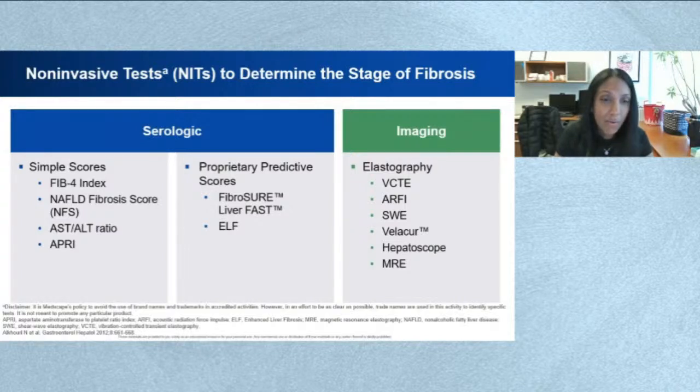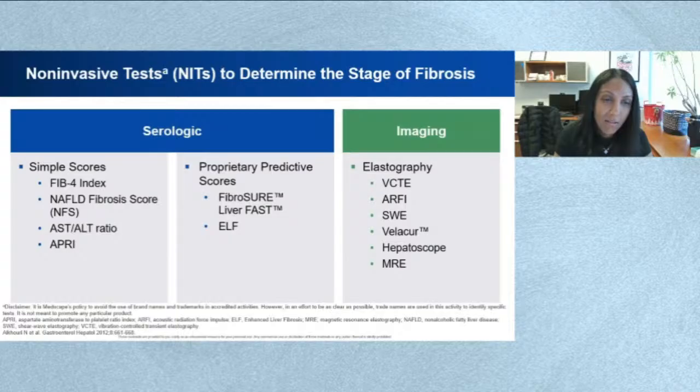Then we have the proprietary predictive scores, also blood tests, but these are send out tests, or these are not tests that you can actually calculate in the clinic. And these are more predictive scores. So, what is the risk of progression, risk of developing cirrhosis in our patients? And the ELF score is probably the most common one that we see.